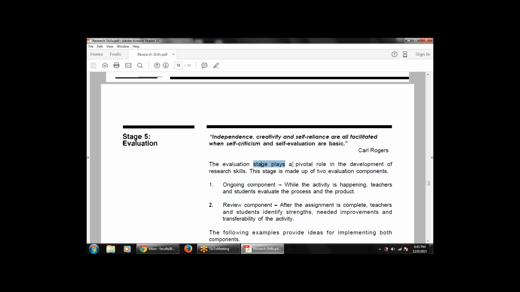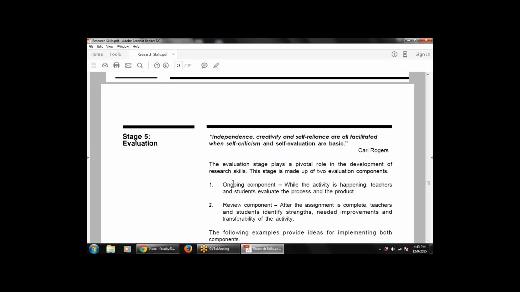The evaluation stage plays a pivotal role in the development of research skills. So when you apply the evaluation stage in a practical way, it plays a vital role in the development of research skills. That means evaluation is one of the important stages used for developing research skills. And this stage is made up of two evaluation components. One is the ongoing component, one is the review component.